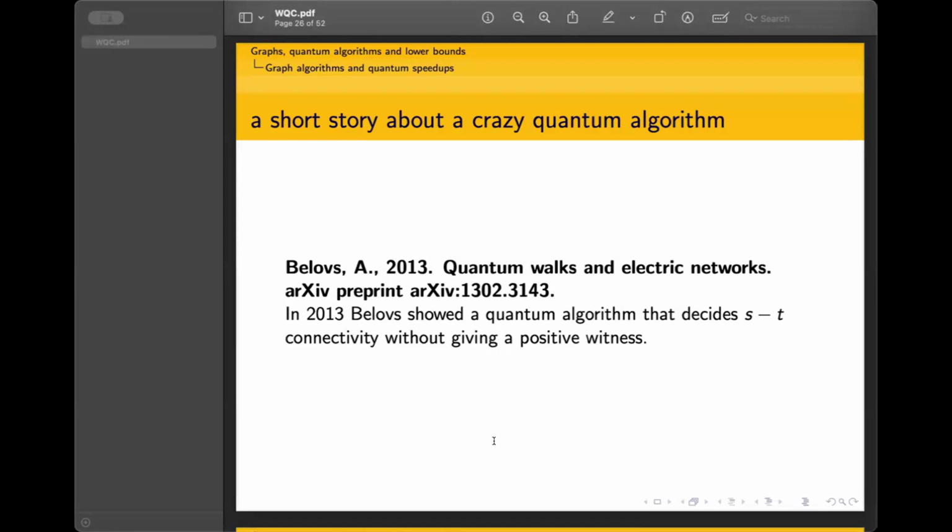How can an algorithm decide connectivity without finding a path? So in 2003, Belov showed that there exists such a quantum algorithm that decides ST connectivity, and it doesn't give a path. So it may output, for example, that S and T are connected in the graph, but you cannot extract a path from the output of the algorithm. And that was really counterintuitive to many people.